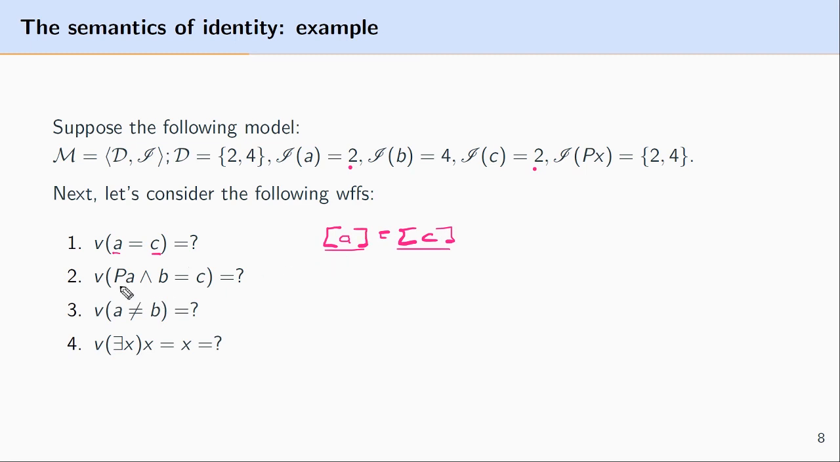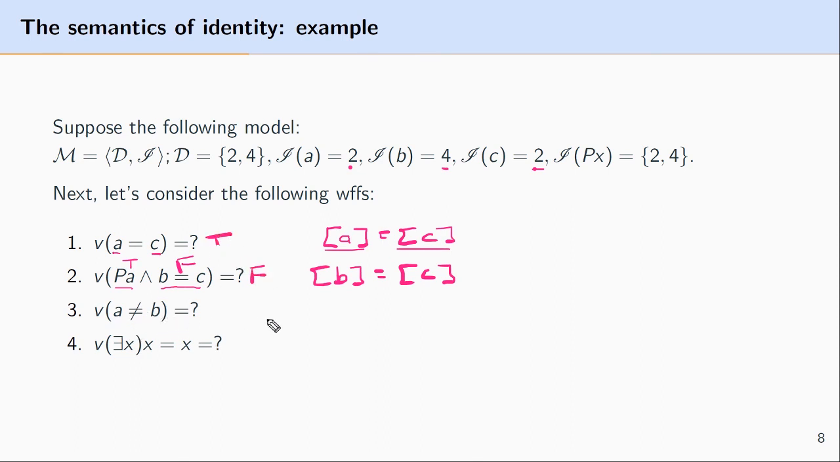Next, let's look at the second formula. We have PA right here, which will come out as true because we'll note that A picks out 2, and 2 is found in the interpretation of P. So this conjunct right here comes out as true. What's relevant for us is determining the truth value of this particular conjunct, the right conjunct here. In order for this to be true, the denotation of B needs to be equal to the denotation of C. And we see the denotation of B is 4 and the denotation of C is 2. And so this conjunct, the right conjunct, is false, and so the entire formula here is false.